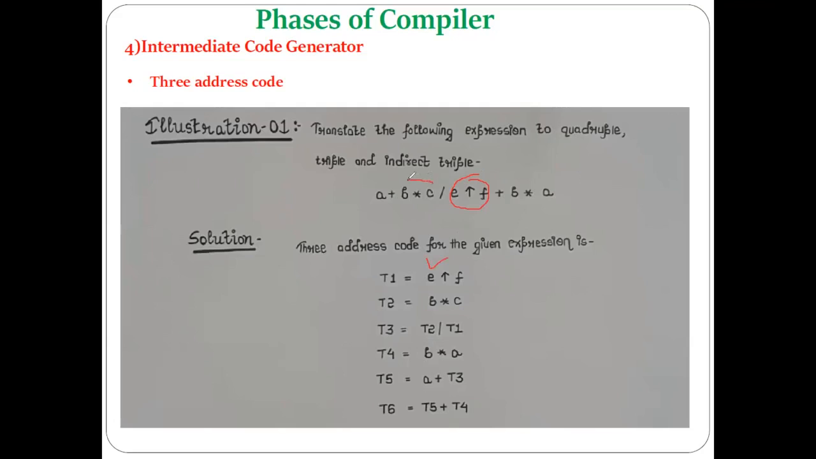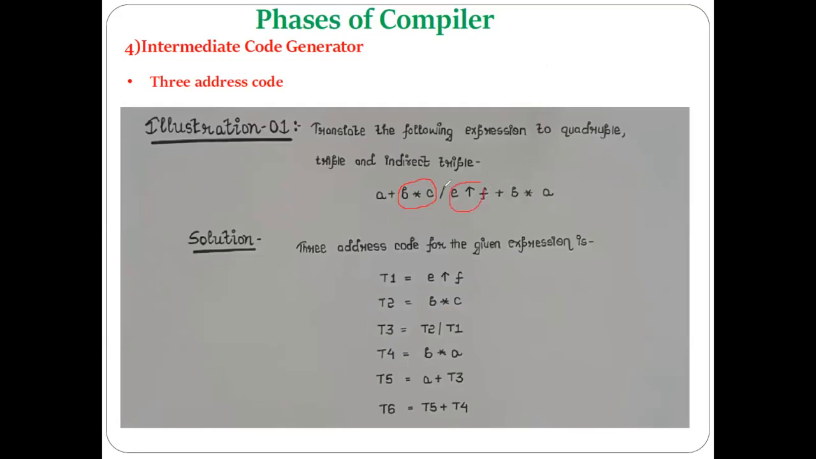Then with the multiplication we have two sub-expressions, b into c and b into e. When there are two sub-expressions with the same operator, which will be given the precedence? In this case you have to follow left to right associativity. So the first preference will be given to this sub-expression, and the result of that will be in t2, so t2 is b into c. Understood?